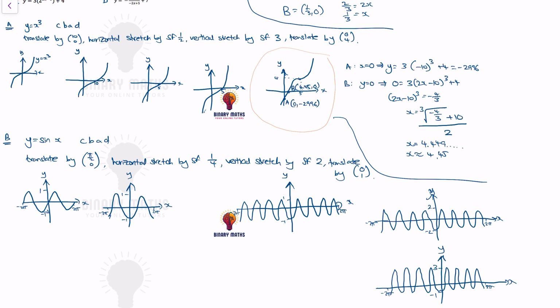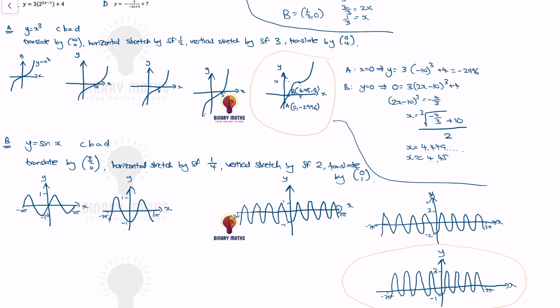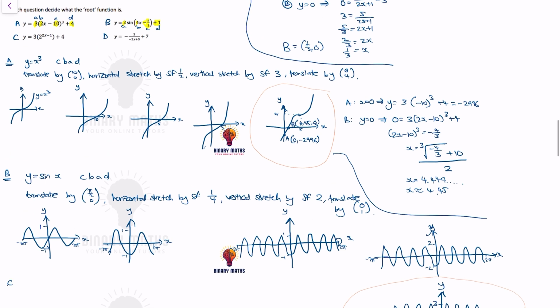So your final answer will be this one. Okay, let's look at C. So C, if I highlight it, we've got 3 there, we've got a 2 there, we've got a -1 there and a 4 there. So the root function looks like it's y is equal to 2 to the power of x, and we're doing C bad again.